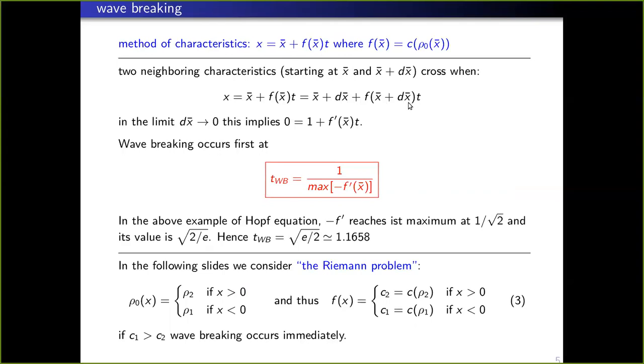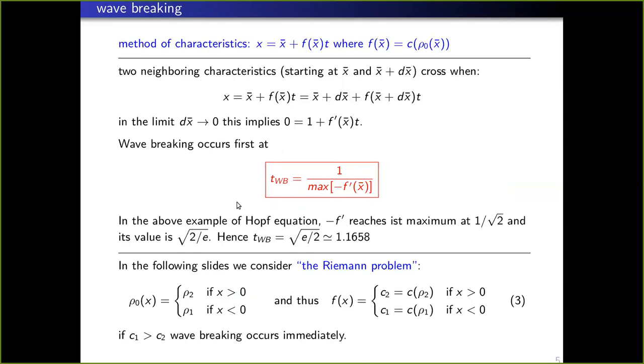And if one does a first order Taylor expansion of this term, and one makes the difference of these two, x bar cancels, f of x bar t cancels, dx bar factorizes out, plus dx bar f prime. And this equation reads 0 equals 1 plus f prime of x bar t. Whenever t fulfills this equation, two characteristics cross. And the wave breaking time is the time at which wave breaking occurs first. This is the minimum of all these solutions. It's the wave breaking time, and it's 1 over the max of minus f prime.